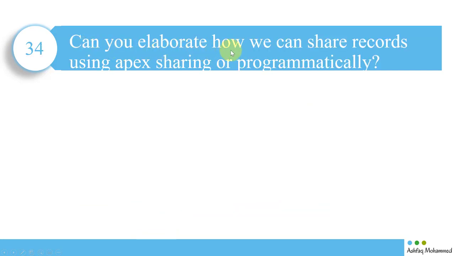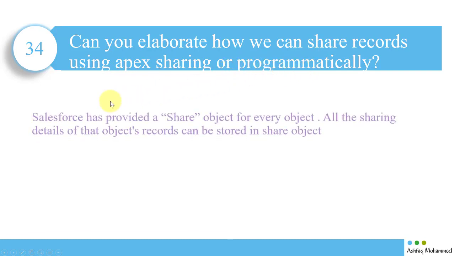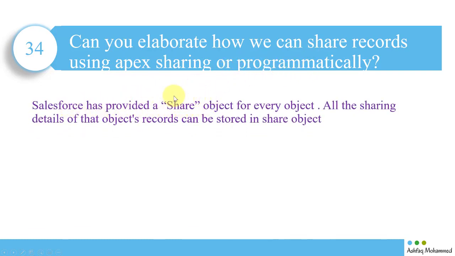Next question is, can you elaborate how we can share records using Apex sharing or programmatically? Salesforce has provided a share object. Every object is associated with a share object. If you don't know, just go ahead and see the objects in Salesforce. Not from the setup, but maybe write a SOQL query, or go from Workbench, or use a data loader to see. Salesforce has provided a share object for every object. All the sharing details of that object's records can be stored in that share object.